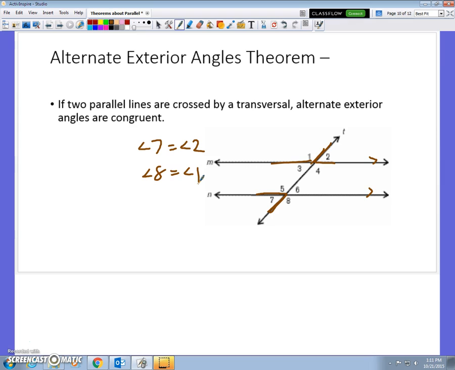And I can show you again, look, angle 8 corresponds to angle 4, and angle 4 is vertical to angle 1. Therefore, angle 8 and angle 1 must be congruent.